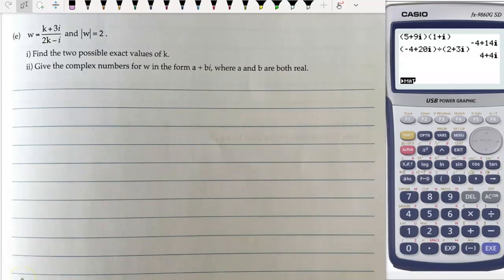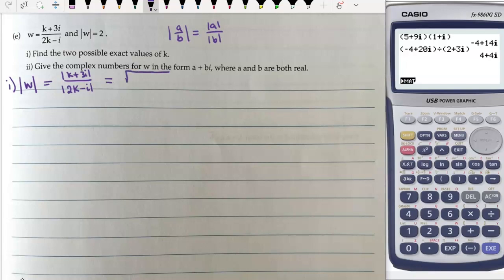For part E, we're working with modulus, and if we do the modulus of A over B, that's the same as doing the modulus of A over the modulus of B. So the modulus of w, for part i, this is going to be the modulus of k plus 3i divided by the modulus of 2k minus i. Okay, now modulus means we do the square root of, I'm going to make this a bit bigger actually, the real part and then the imaginary coefficient. They both get squared, added together, and then square rooted. And then on the bottom, same thing.